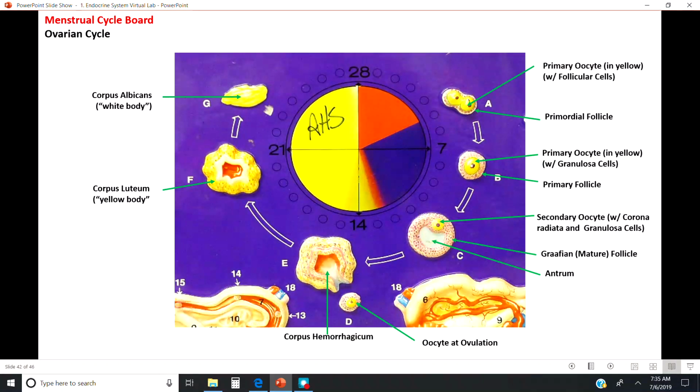This is still an oocyte, which is going to change the name to a secondary oocyte because it's undergoing meiosis. But we'll cover that more under the reproductive system. We also can tell a mature follicle because the mature follicle has water in it. This water is known as the antrum.